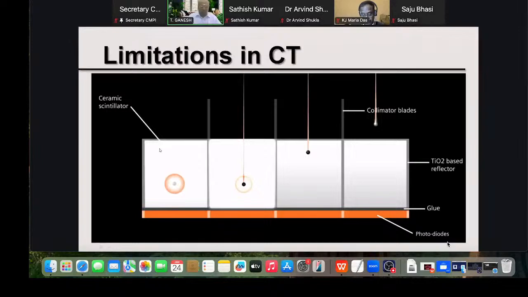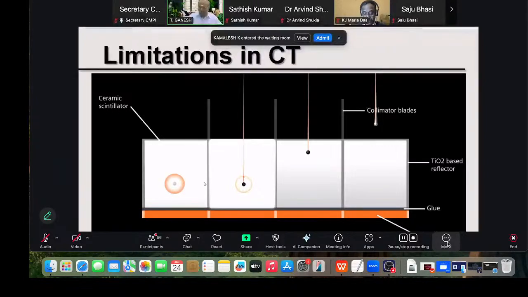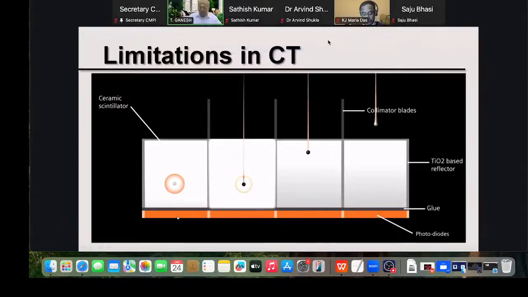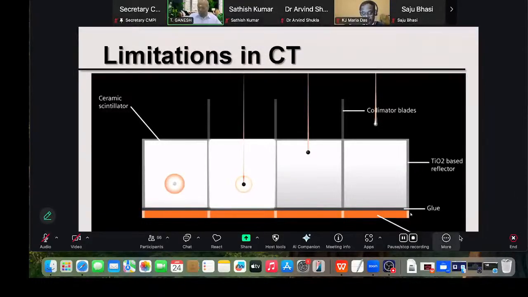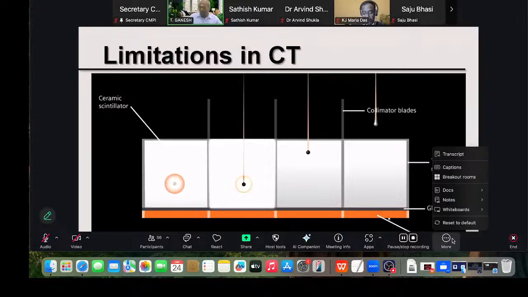You can see this is the scintillator, and these are the collimator blades. And these are the reflectors, or the septa. X-ray photons come like this, pass through, and somewhere inside the detector they interact and produce a light pulse, and the light travels and reaches the photodiodes. There is glue in between the detector and the photodiodes.